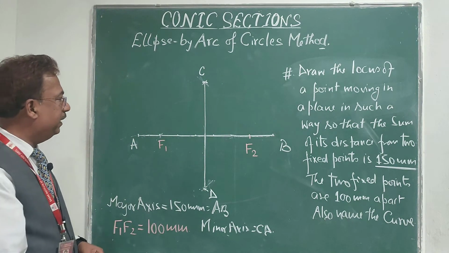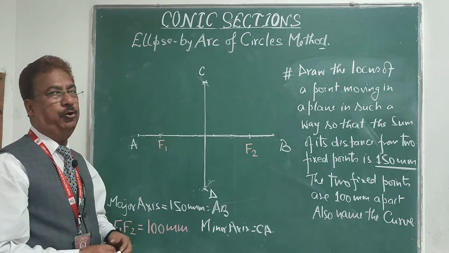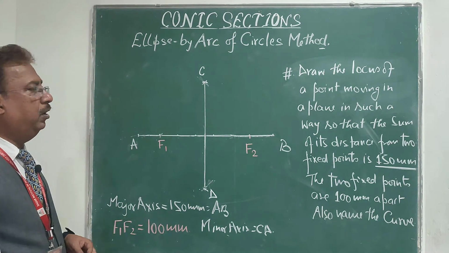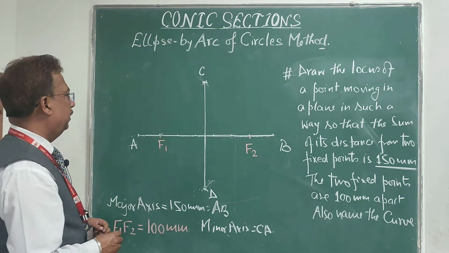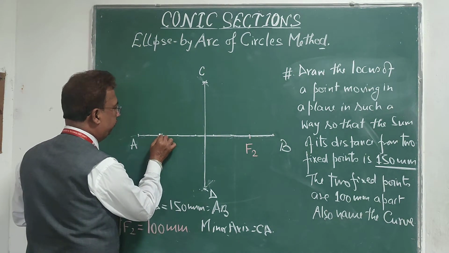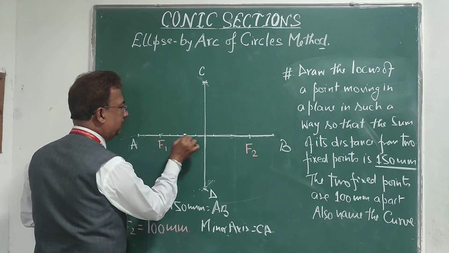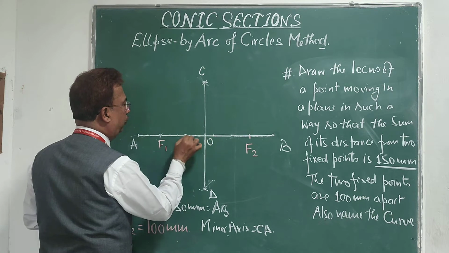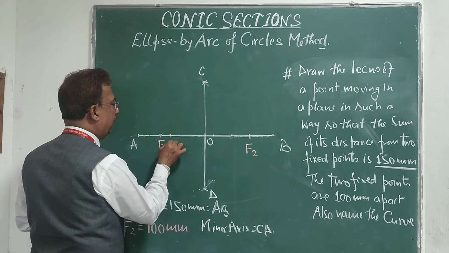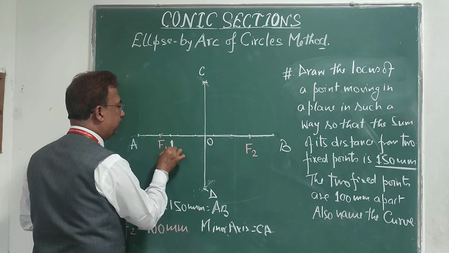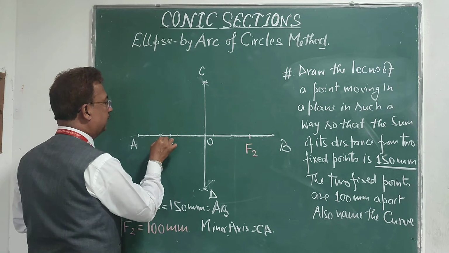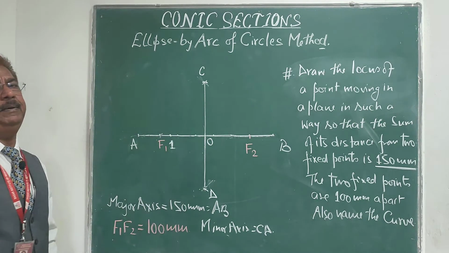Now with the same method, I am going to plot some more points so I can draw an ellipse. Next, if this is the center O, from F1 towards O, I will mark a point 1. Suppose I have shifted 10 mm from F1.